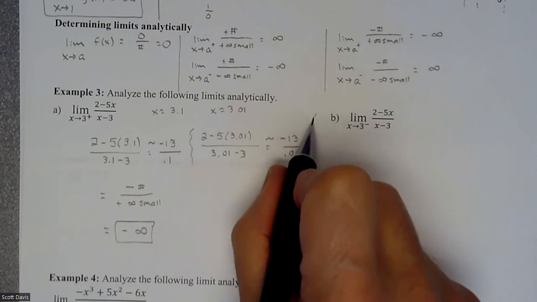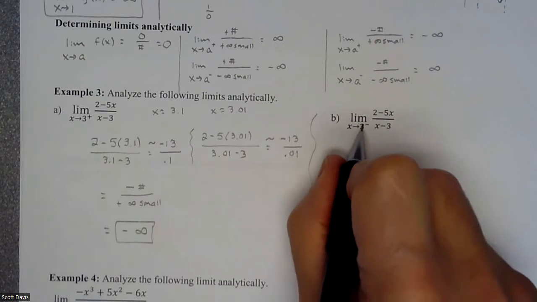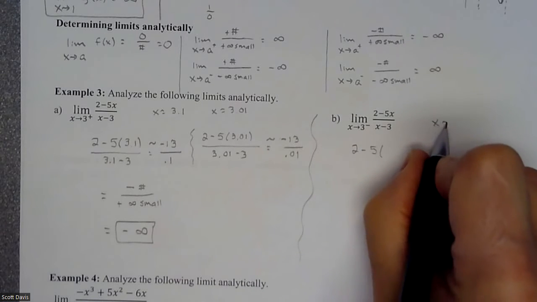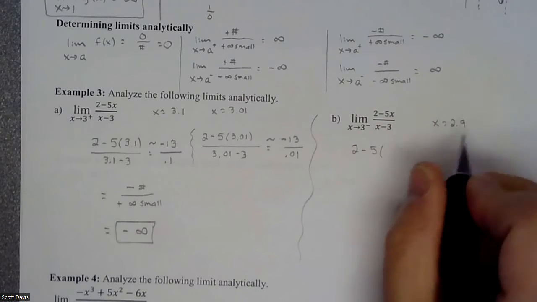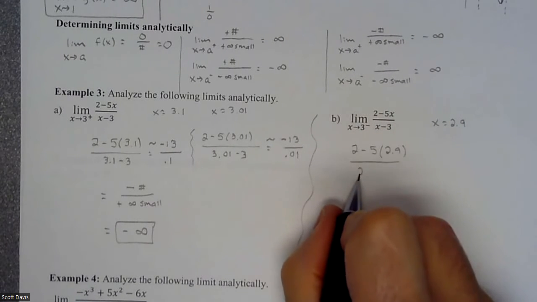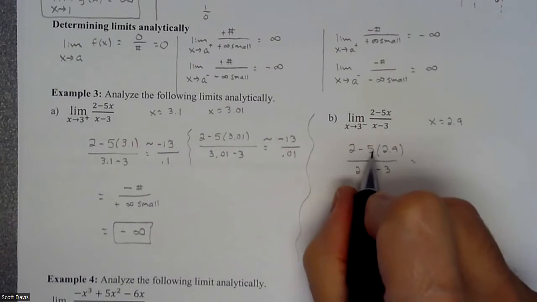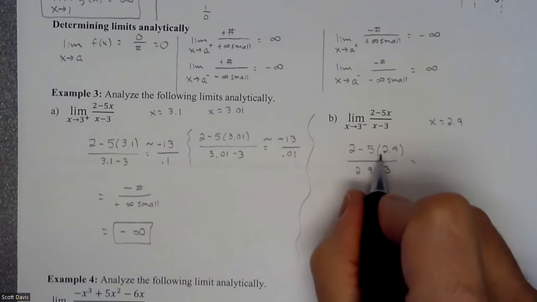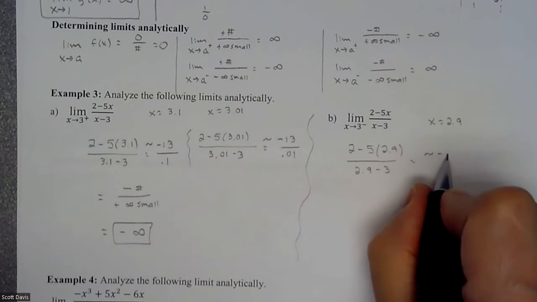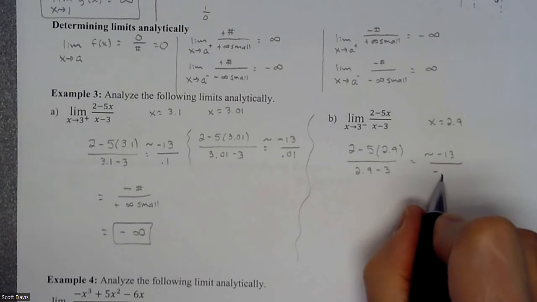And if we do that same idea here, we're doing 3 from the left. We're going to be doing 2 minus 5 times, let's say 2.9, and so 2.9 divided by 2.9 minus 3. So let's not do all of it. We're looking at, again, roughly a negative 13. So 2 minus 15.